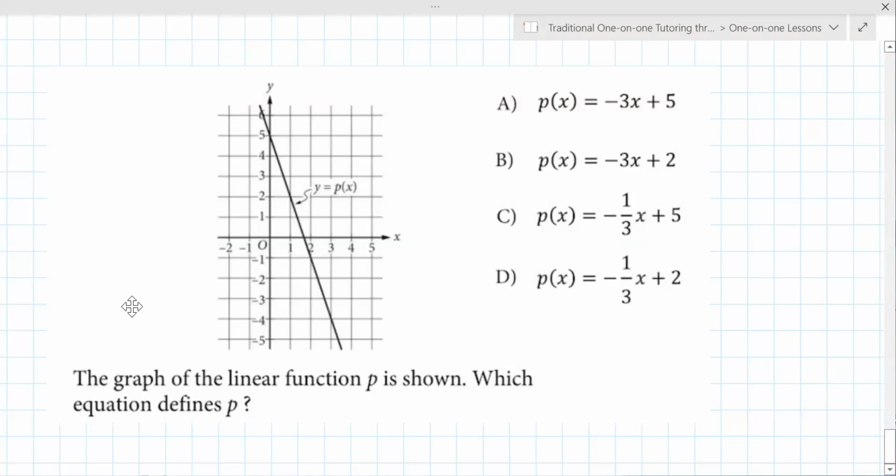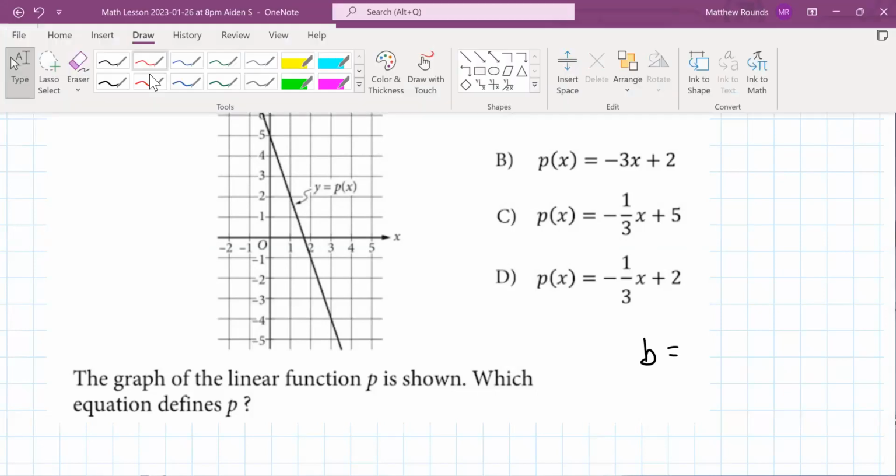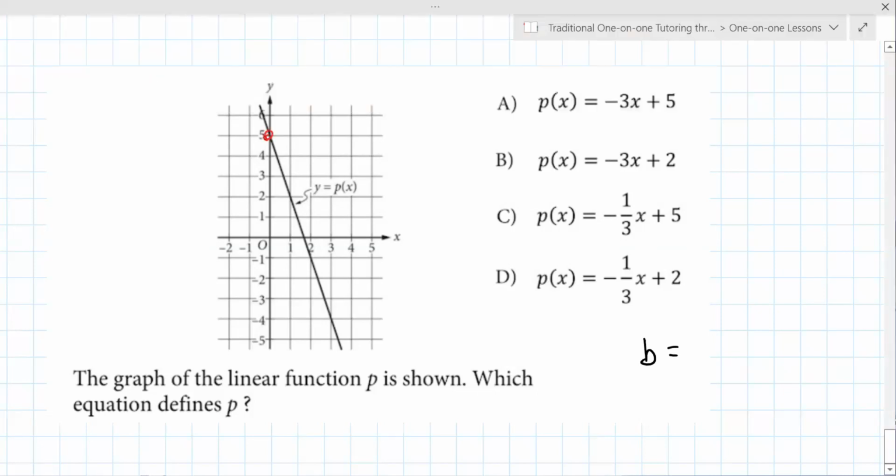C. Okay, how confident are you in your answer? Not at all. Okay, let's go through this. What's the b value? That is 5. Okay, which of the options A, B, C, and D have a b value of 5? A and C. Okay, so that's good. So you're down to 2. It's better to guess with 2 than 1.